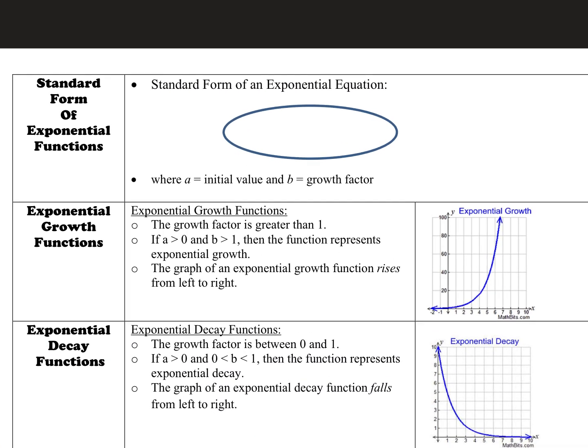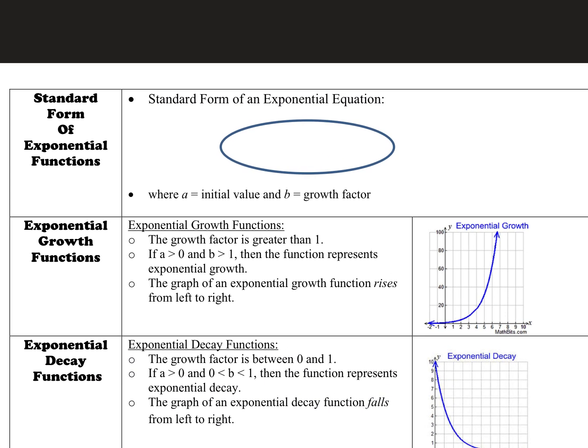All right, cool. We're going to talk about exponential equations. Our exponential equations are y equals a times b to the x. So a is the initial value, it's where we started, and b is what we're multiplying by, okay?